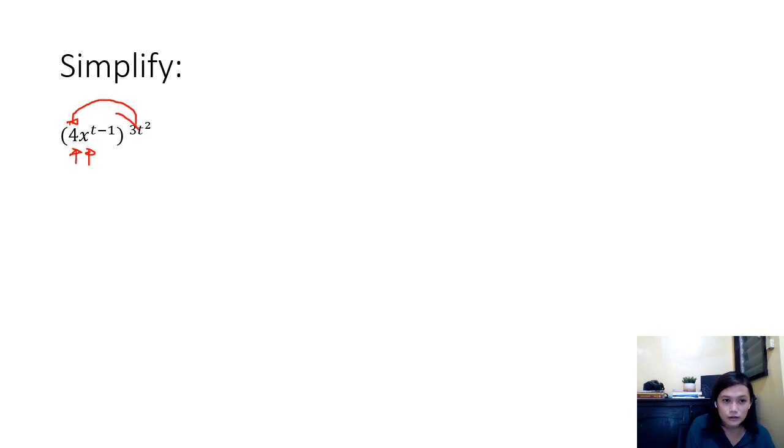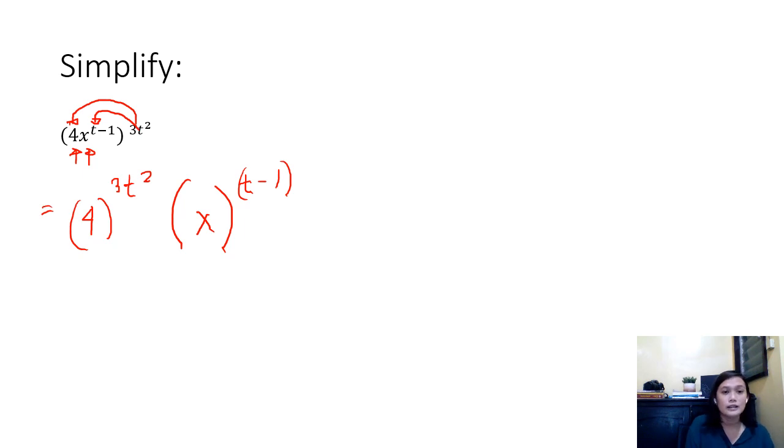So you need to distribute also that. So you need to put it kay 4 and then kay x as its exponent. So you will have equals 4 raised to 3t squared times the quantity of x, and then si x is raised to t minus 1 kasi exponent ni siya so you need to multiply it. So you have quantity t minus 1 times the quantity of 3t squared. So now let's have 4 to the 3t squared times x raised to, I think this is not simplified, but we are trying to expand it.